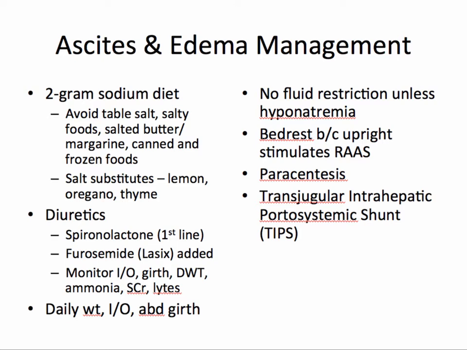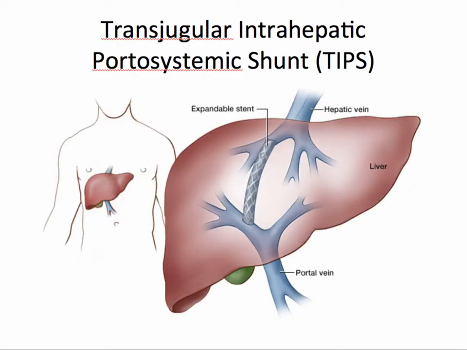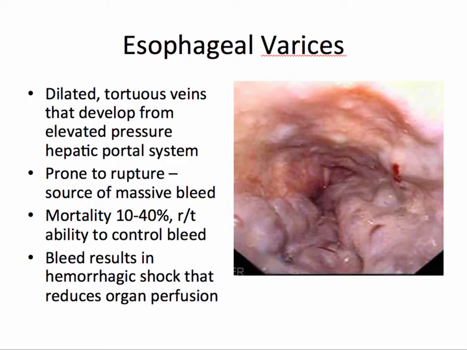A paracentesis involves the insertion of a needle into the abdomen to drain off fluid, much like a thoracentesis. The transjugular intrahepatic portosystemic shunt, or TIPS procedure, involves the creation of a shunt between the portal vein and the hepatic vein. The hepatic vein drains into the inferior vena cava and will divert the pressure from the portal vein into the inferior vena cava. The goal of this procedure is to reduce portal hypertension.